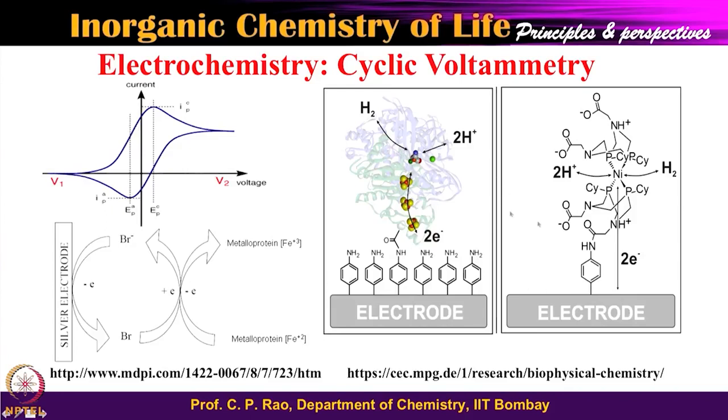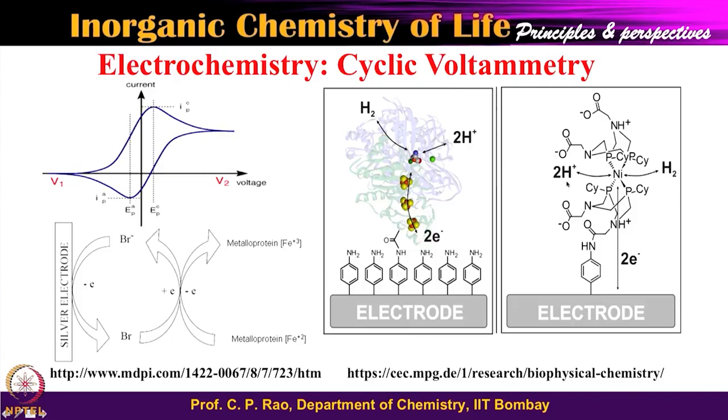A simple example is an electrode modified with this moiety which is connected to this particular amide. So this amide has phosphorus centers bound to the nickel center and another ligand. So with this whole thing you can do a redox, and this particular molecule can convert H plus to H2 and then H2 to H plus. So they can do both reversibly.